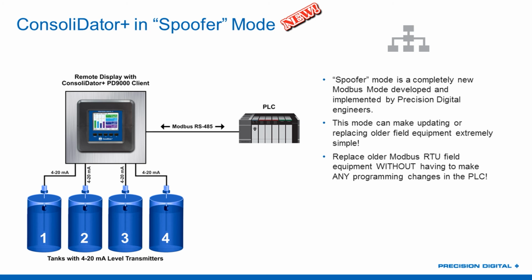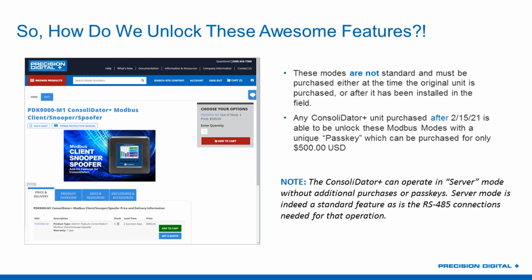Alrighty. So as a small recap, we looked at client mode, snooper mode, and remember the snooper is eavesdropping, and we just looked at spoofer mode. So now, how do we get all of these modes? Well, the ConsoliDator Plus can be shipped with or without these modes unlocked.